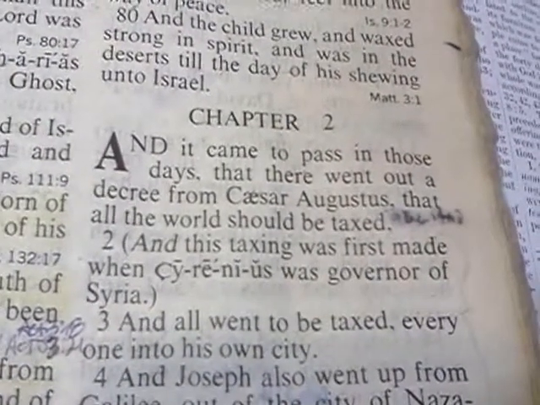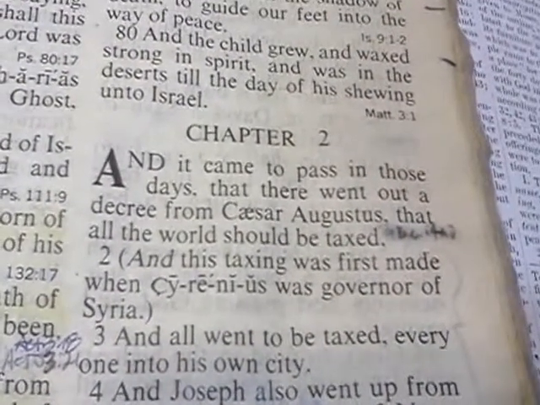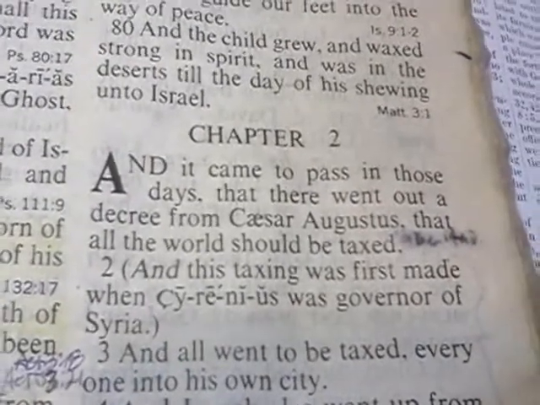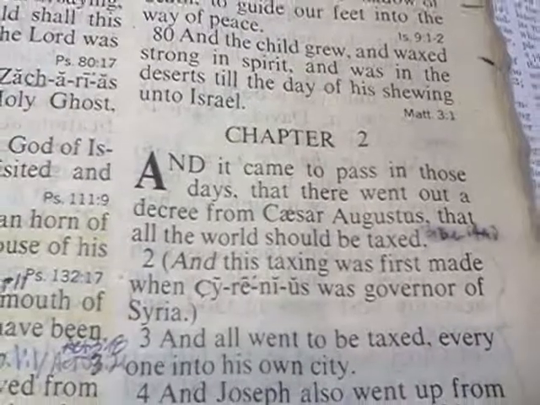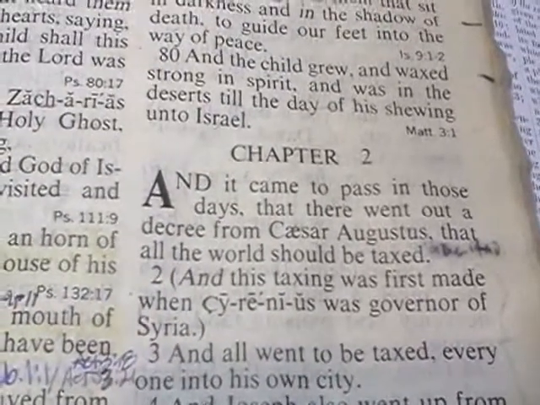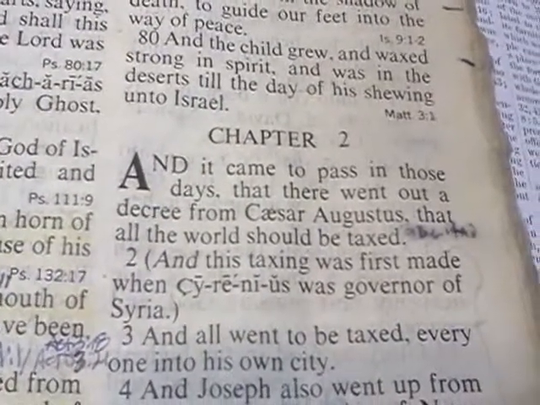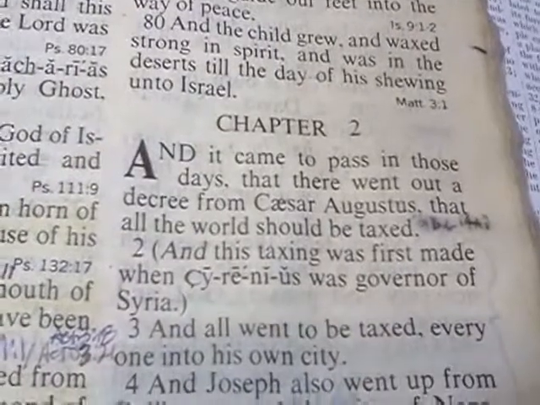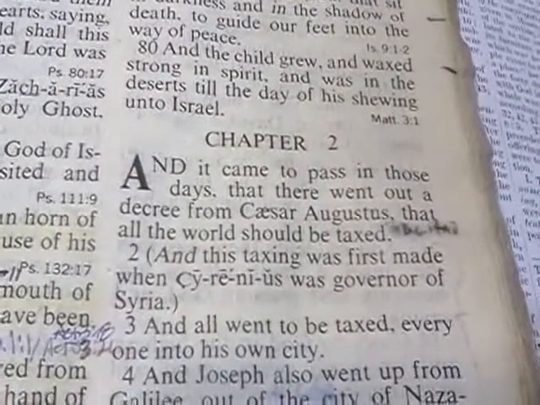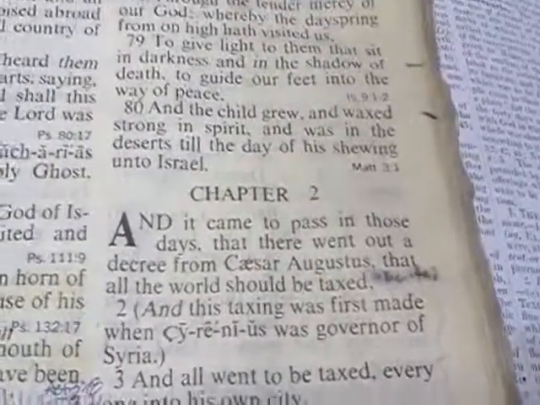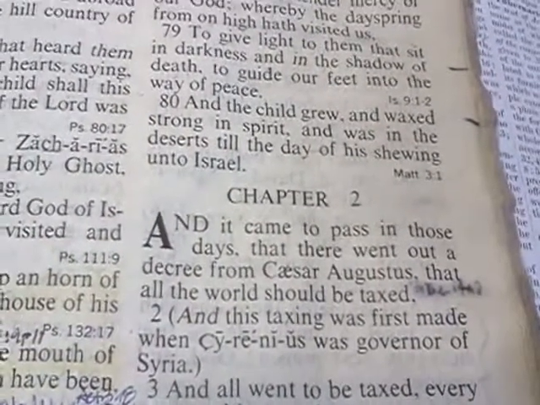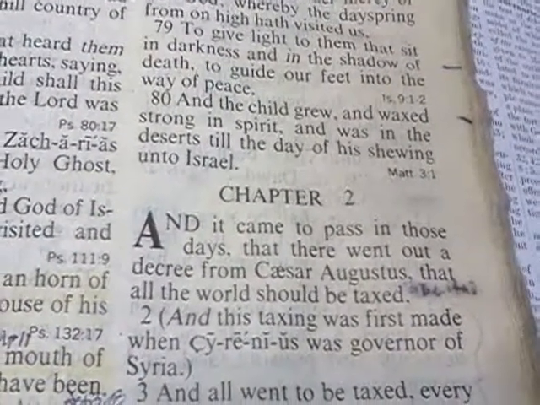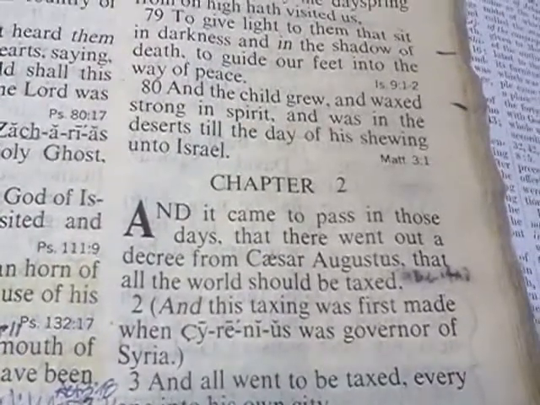See, Cyrenius, who was a Roman governor of Syria. His name is Cyrenius, but he is also referred to in history as Quirinius with a Q. He was a governor over Syria. So he's a Roman governor over Syria. This scripture proves that the Romans had Syria, that Syria was a province of the Roman Empire.